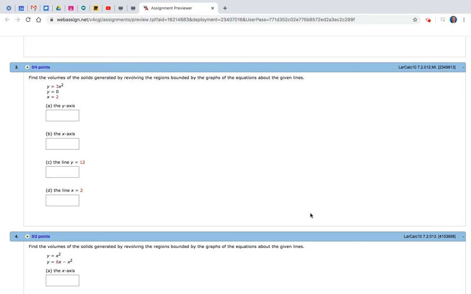So let's look at number 3. We're trying to find the volumes of these revolving regions, and these are the axes that we're going to revolve them around. Notice that we have 3x squared, 0, and 2. So y equals and x equals are the functions that we're given, and then we're going to rotate them about the y-axis, x-axis, y equals 12, and x equals 2.